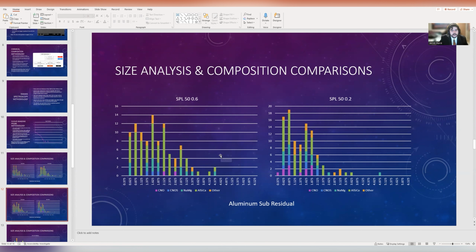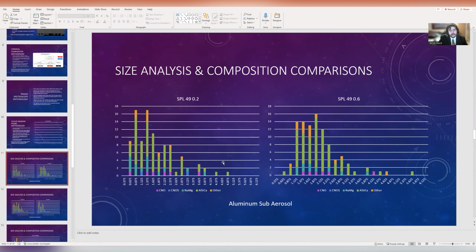As we can see here as well, this 0.2 on SPL 50 has quite a few more organic particles. It has CNO and CNOS particles more prevalent than that of SPL 0.6. And I forgot to mention that over here as well, we can see a lot of CNO and CNOS particles, just on this 0.2.